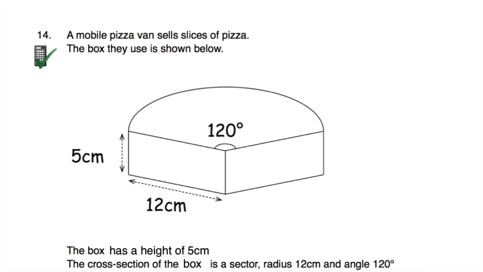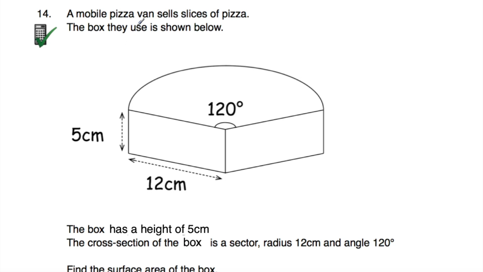Okay, question number 14. So question number 14 says, a mobile pizza van sells slices of pizza. So we've got this mobile pizza van, so it's a van that drives around and sells slices of pizza. And the box they use is shown below. So they've got these special boxes. And we're told that the box has got a height of 5 centimeters.